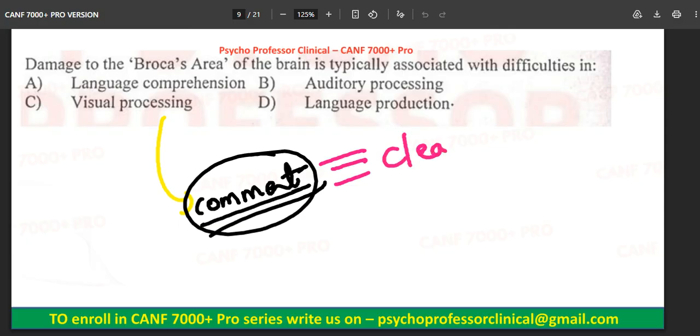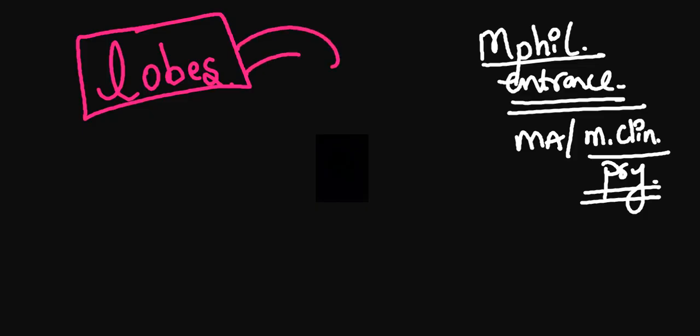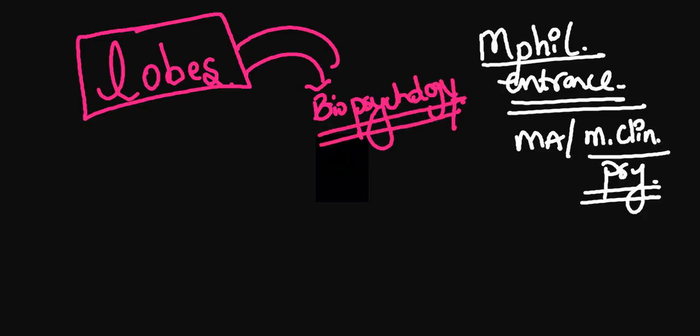You need to be clear with this in your head, because many more questions will come up in your M.Phil entrance examinations or MA clinical psychology entrance examinations. So make sure that you are preparing properly for these topics. And let me tell you, the lobes are an important topic and the questions fall from your biopsychology portion every time. Biopsychology is a red topic and it is very important for your preparation.